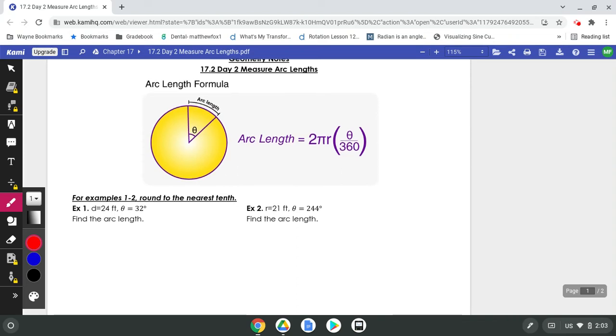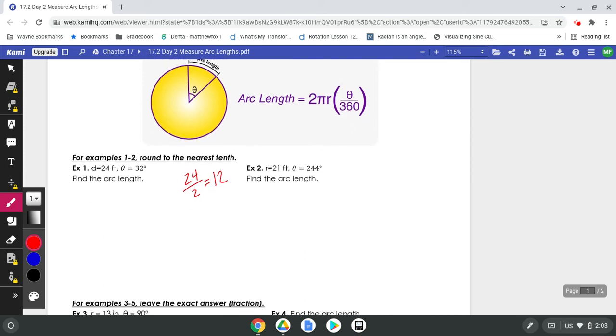Today we're going to continue working with our arc lengths. If you look here at example 1, once again we're going to use our formula 2 pi r times theta divided by 360. The difference is on example 1 here, instead of being given r, we have d. Remember, d stands for diameter, so if the diameter is 24 feet, then to find the radius, just divide by 2. Radius is half the diameter, so 24 divided by 2. Our radius will be 12 feet, okay?